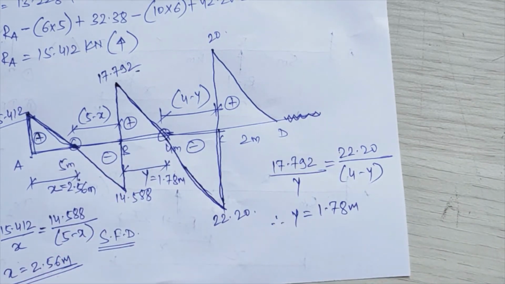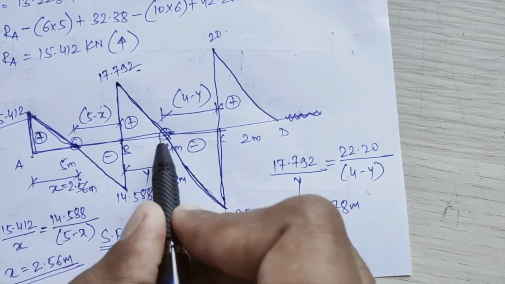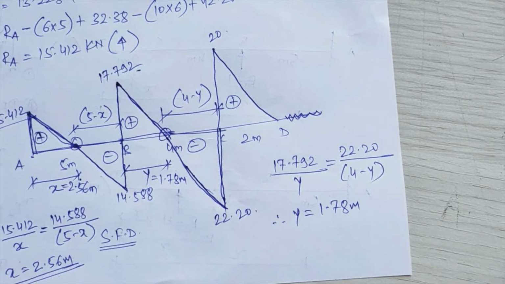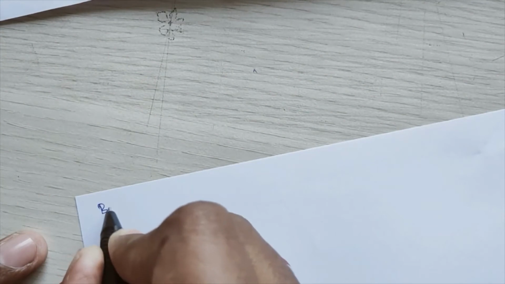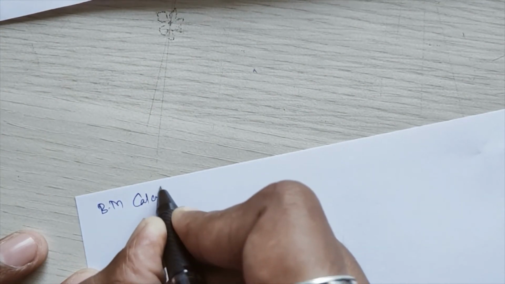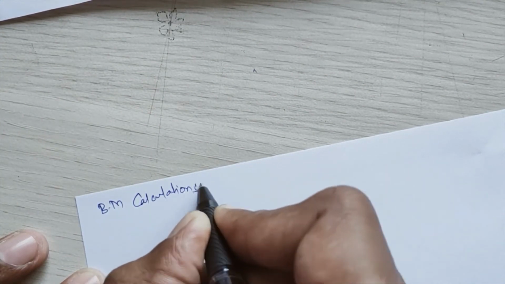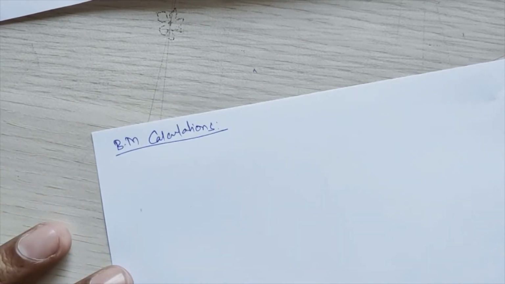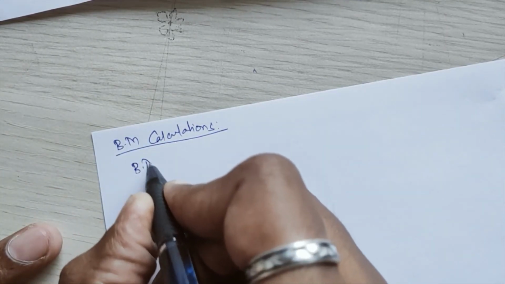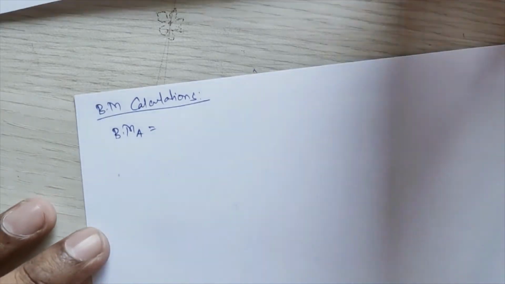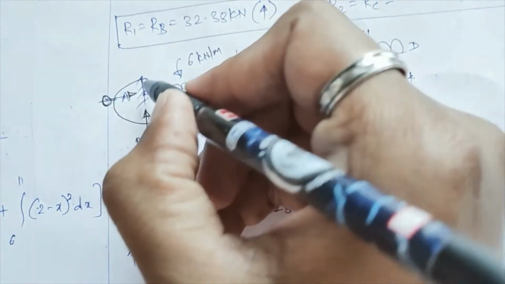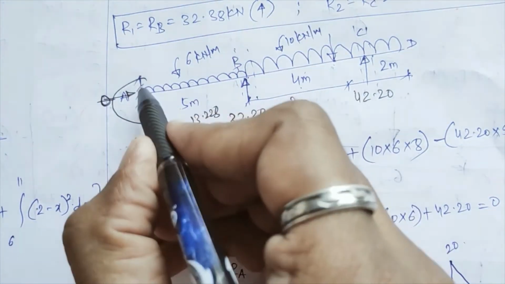So these 2 points of contraflexure we have found. That means we have to calculate the bending moment values at these 2 points. Now we'll go for the bending moment calculations further, because you have to draw the bending moment diagram also. Now the bending moment at point A we'll see first. For the bending moment at point A, we have to pass a section at point A.